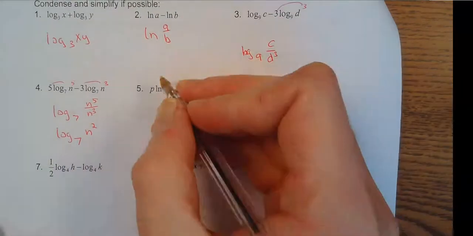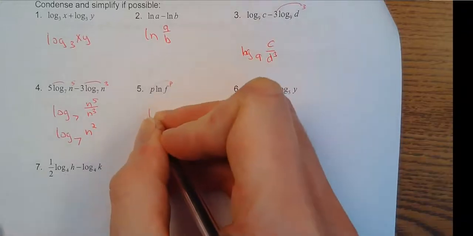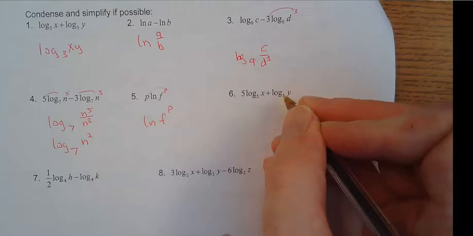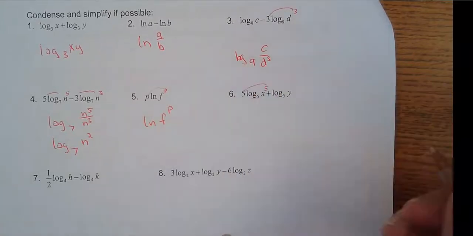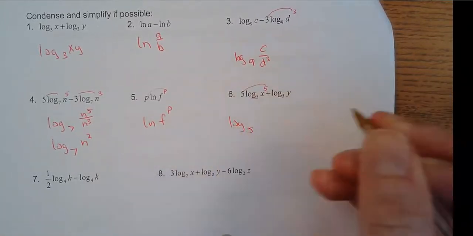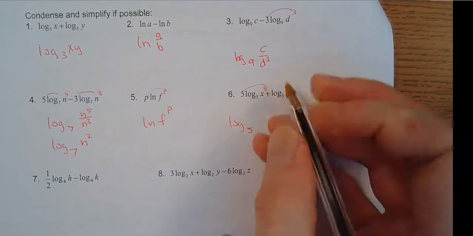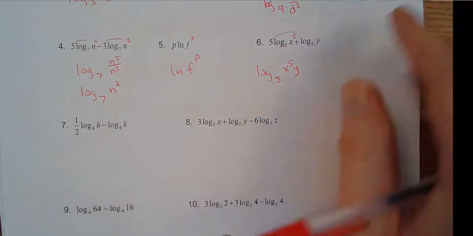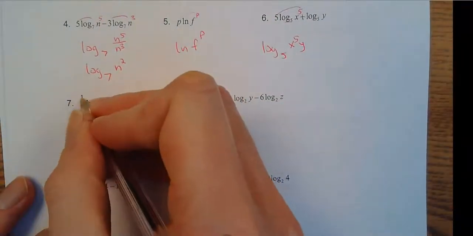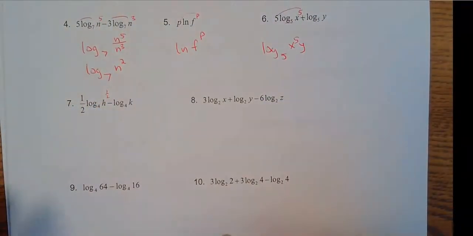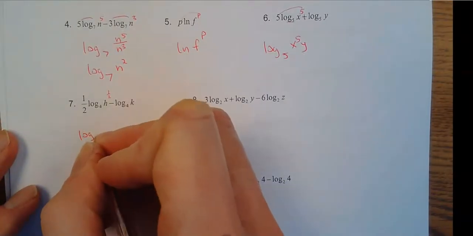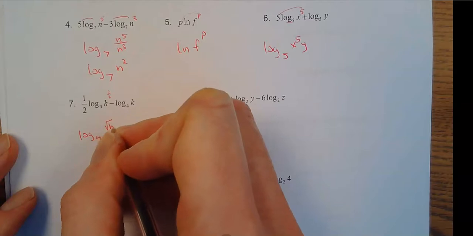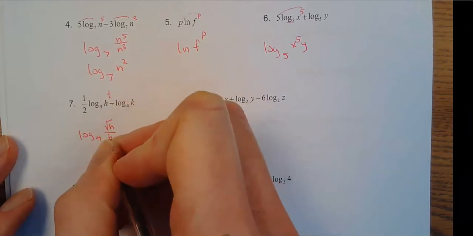So this guy here, p, take that up here to the power, so it'd be a natural log of f to the p power. Both log base 5s, put this 5 up here, so x to the 5th, so it'd be log base 5, and then I got x to the 5th times y, because that plus means times, so x to the 5th y. This one here, the 1/2 out front, I could put it up here as a 1/2 power. Well, that's the same thing as square rooting, so it'd be log base 4, and this would be the square root of h divided by, minus means divided by k.